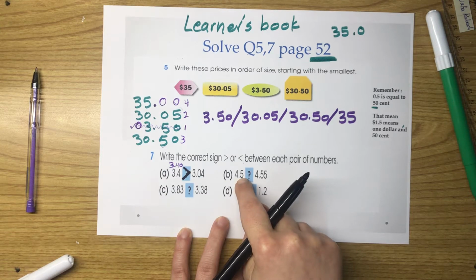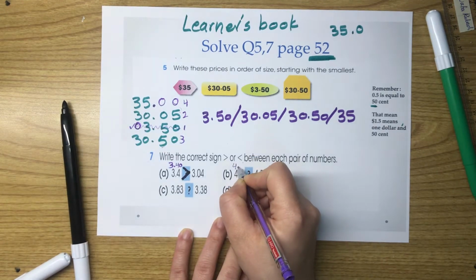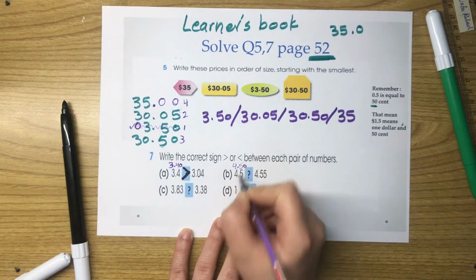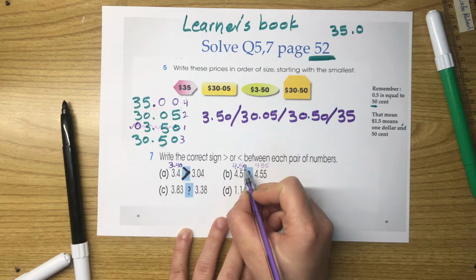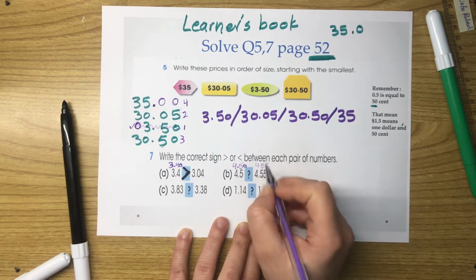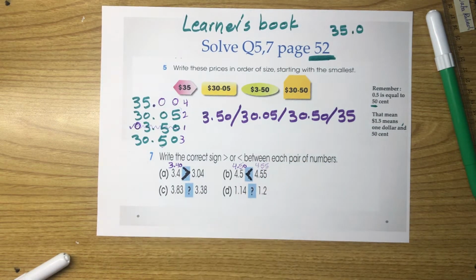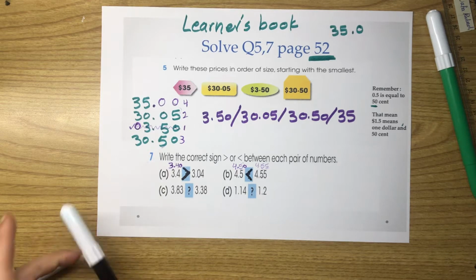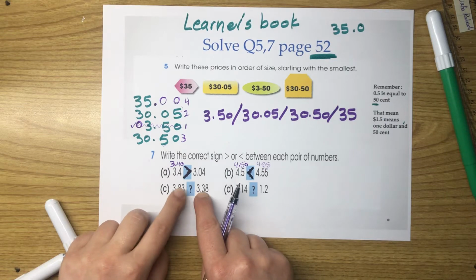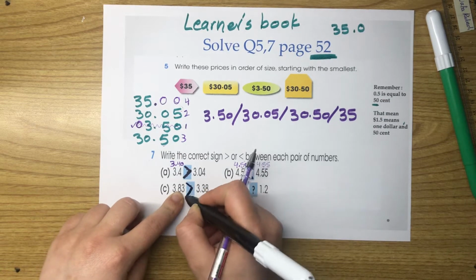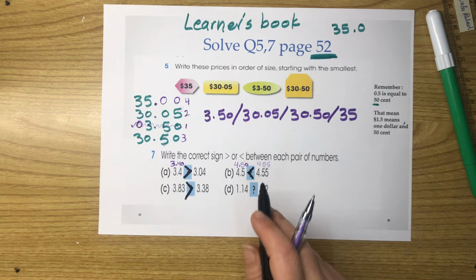4.5, write it in another way as 4.50. This is 4.55. Which one is greater? Is it 50 or 55? Definitely this one is greater. Okay, next. This is easy. 3, 8, 3. 8 comes first or bigger, so this one is a larger place. I'm gonna tell you later after I'm done with this one.